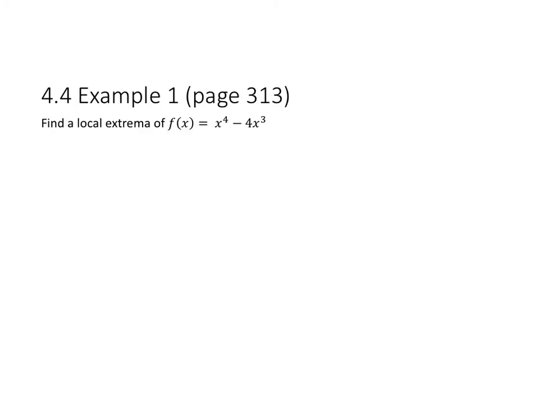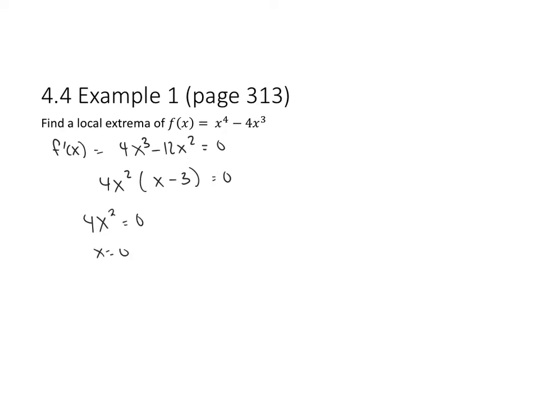So example 1 on page 313 asks us to find the local extrema for f of x equals x to the fourth minus 4x cubed. So the first step is always to find our critical numbers. We take our derivative and set it equal to 0. We'll factor out a 4x squared, and we get x minus 3, and set each piece equal to 0. So one critical number is 0 and my other critical number is x equals 3.